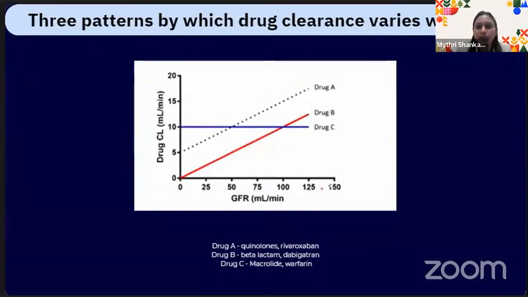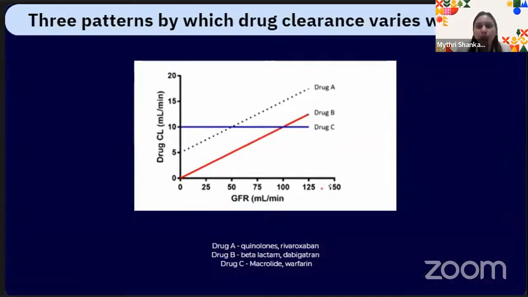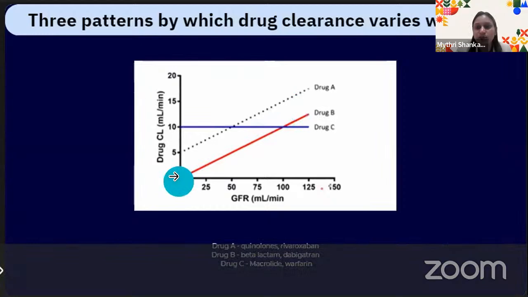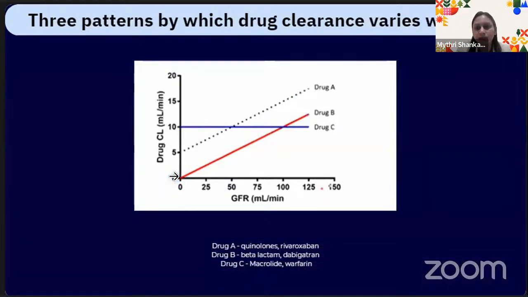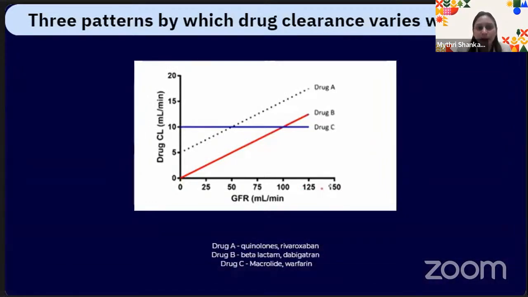These are three patterns whereby drug clearance varies by GFR. So this graph shows as GFR decreases from normal to down, there are changes in drug clearance. So if you start with drug P, for example, the red line, we can see that they are directly proportional. When you've got no kidney function, you've got no drug clearance. So this drug is cleared entirely by the kidneys and does not have any extra renal clearance at all. So examples of drug B would be beta-lactam antibiotics and anticoagulants like dabigatran.